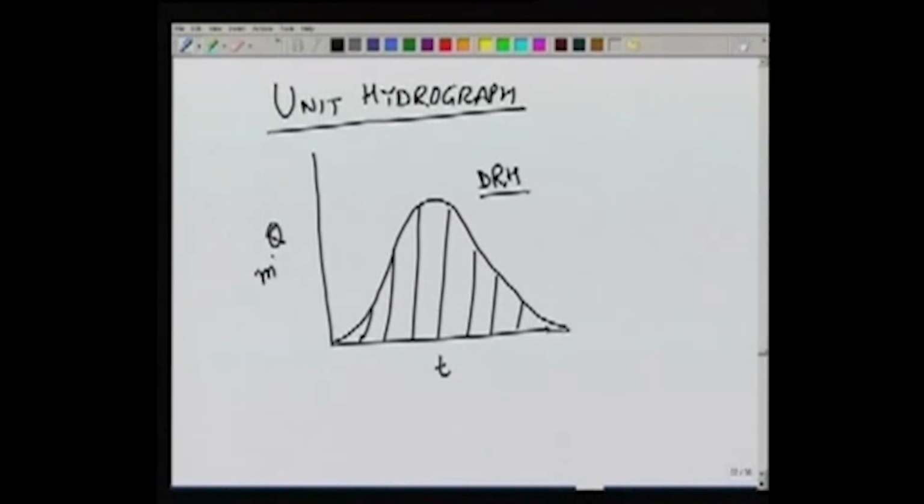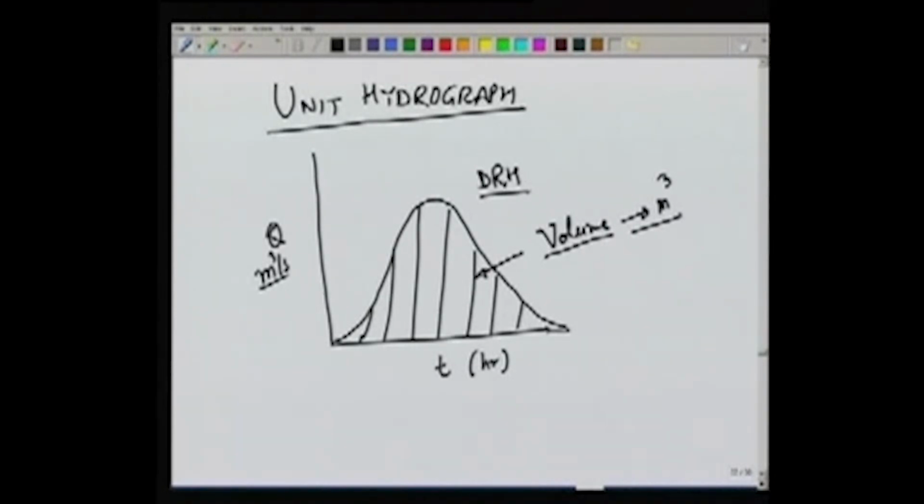This Q is in meter cube per second and T is, let's say, in hours. So the area of this curve would give us some volume V. If we take both of them in the same units, like meter cube per second and seconds, then the area will come out to be in meter cube. If they are in different units, meter cube per second and hours, then we have to accordingly multiply it with a constant to get the volume in meter cube. So let's say we have obtained this volume in meter cube.